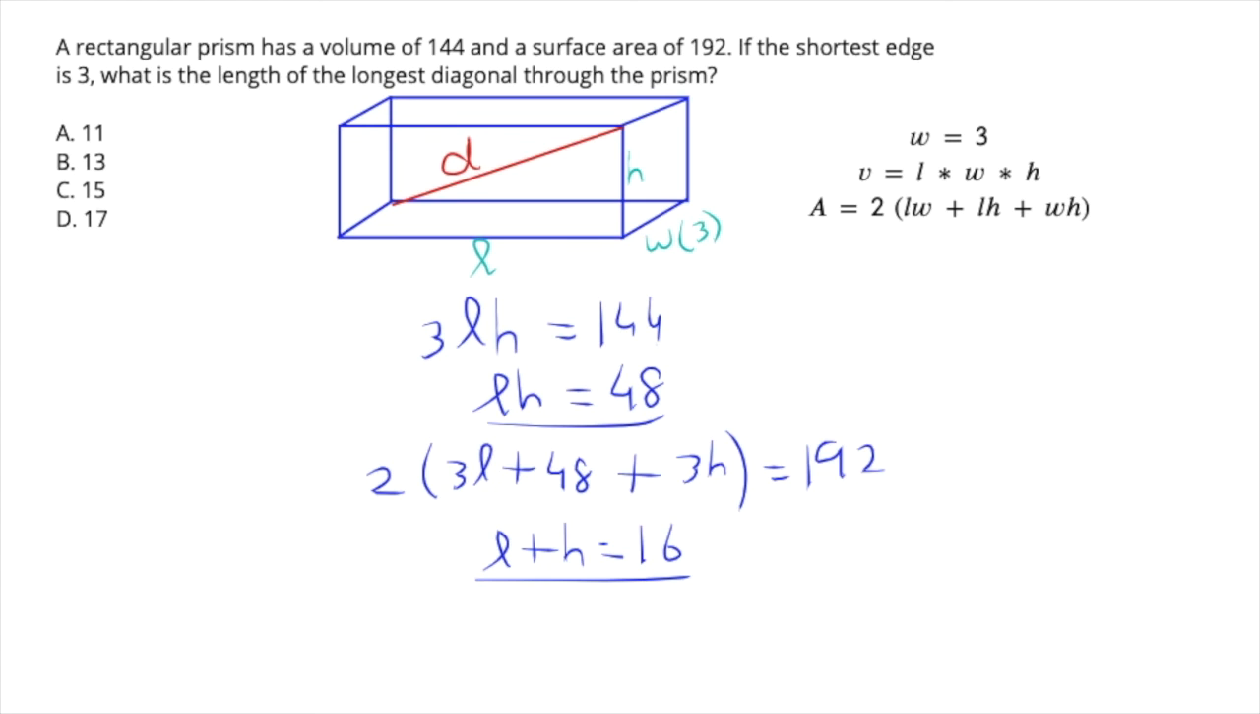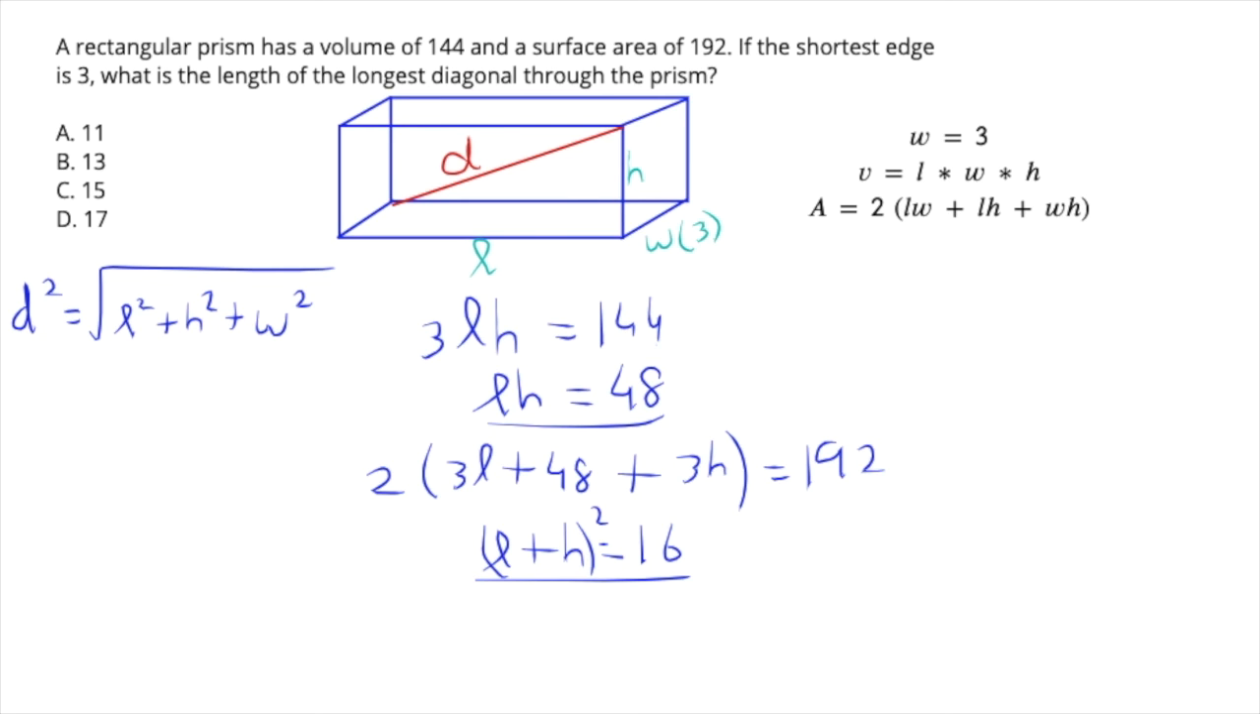Now the last formula which we need to know is the value of the diagonal. The formula for diagonal is D equals square root of L square plus H square plus W square. We can replace W with 3, so this will become 3 square, which is 9. Unfortunately, we don't know L square plus H square, but we know L plus H equals 16.